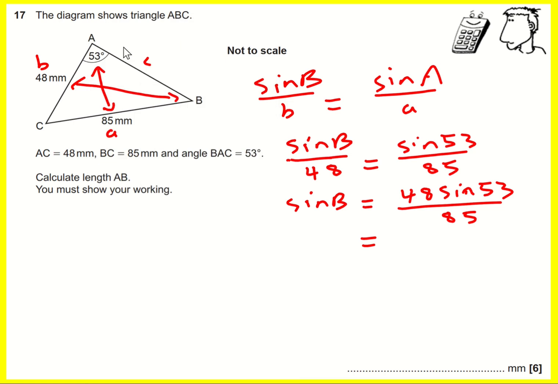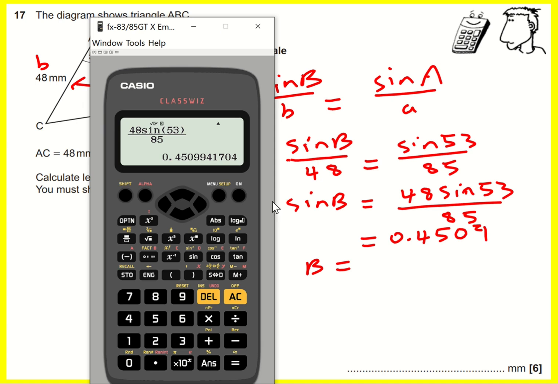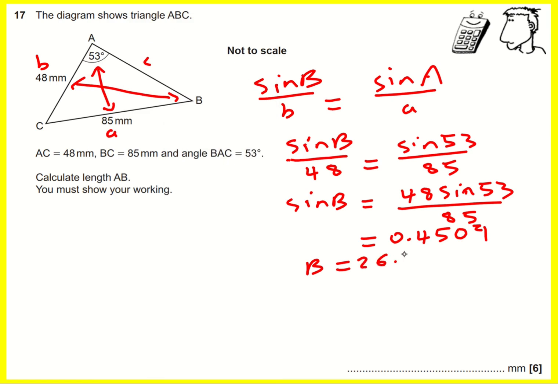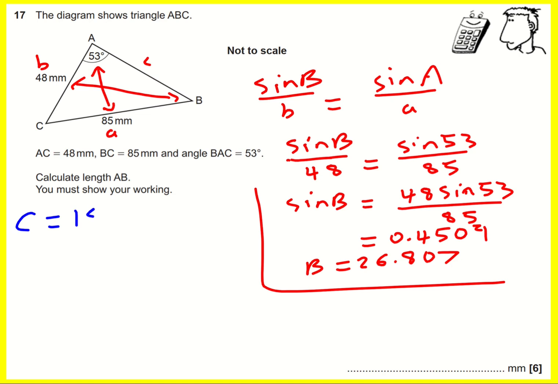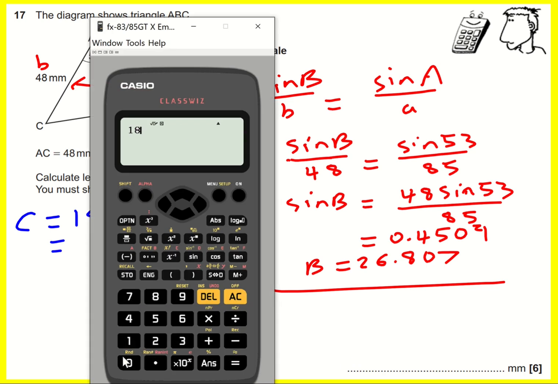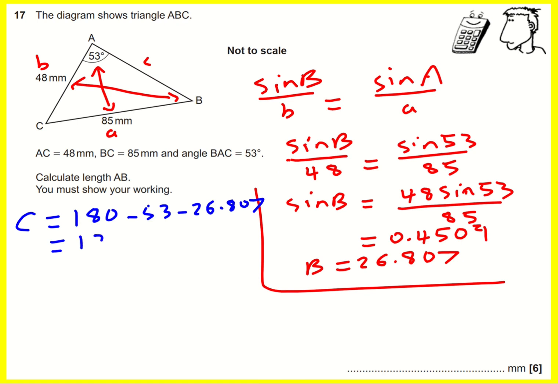So 0.4509, so b is the inverse sine of that, 26.807. And therefore, c is going to be 180 minus 53 minus 26.807. I can use the answer button because that was stored a minute ago. 100.192. Right, that's good. That is that angle there, and that means I can use the sine rule a second time.